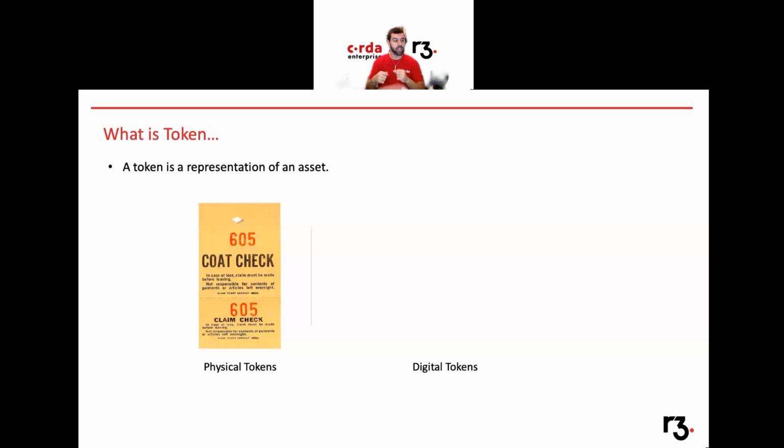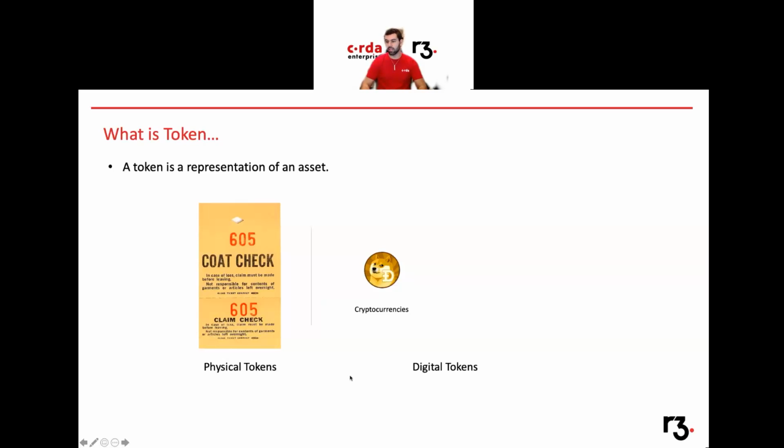These tags are prepared ahead of time by the business, and you are given the bottom half. You're given this claim check so that you keep that in your pocket, and they take the other side of it and put it on the coat hanger where your coat is. So this 605 is a symbolic link to a physical object, you could say. This is a representation of your coat. If this is lost, then you cannot reclaim your coat until everyone else has reclaimed theirs.